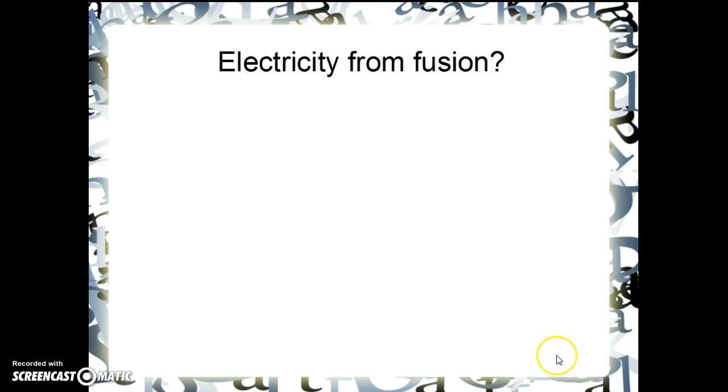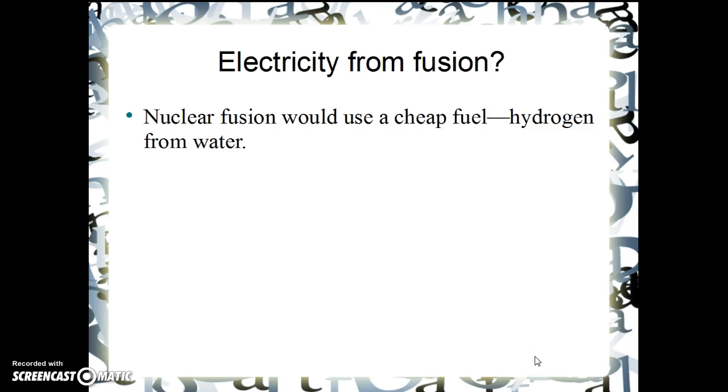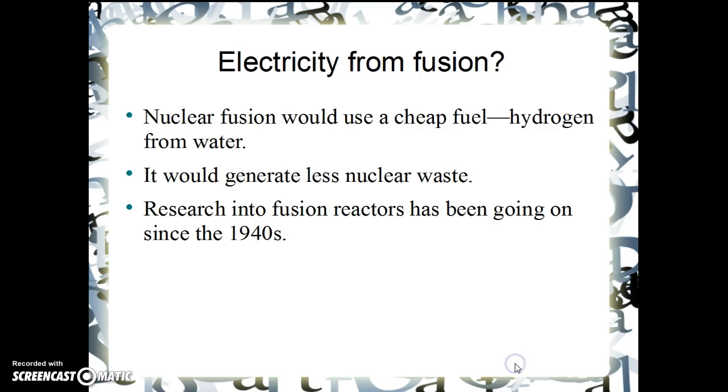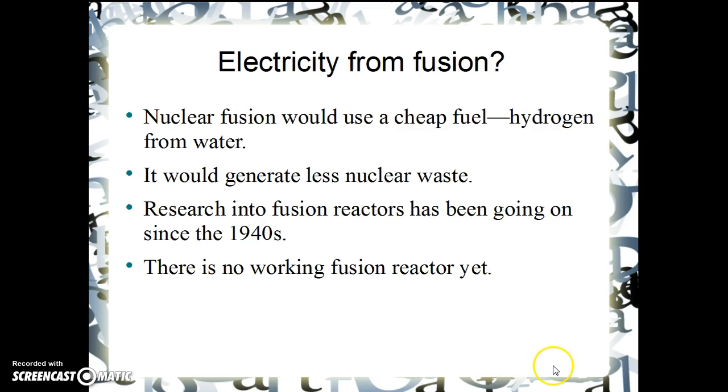Could we produce electricity from fusion reactions? That would use a cheap fuel. Hydrogen is easily gotten from water. It would generate less nuclear waste than the fission nuclear plants. Research into fusion reactors has been going on since before the 1950s. There is, however, no working fusion reactor on Earth yet.